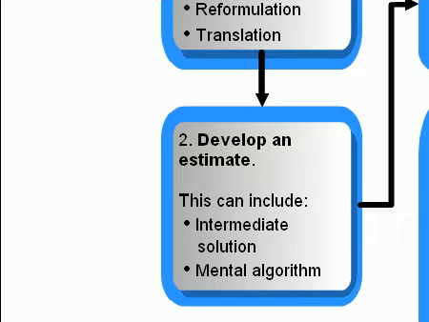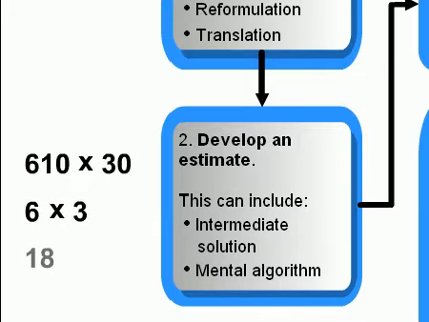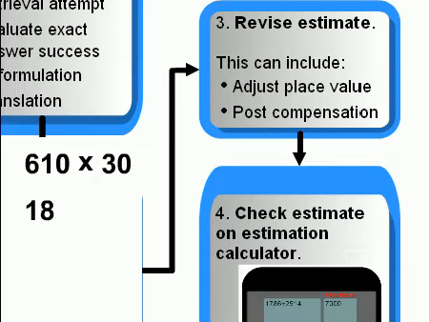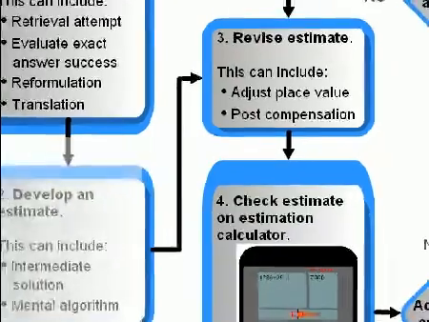Step 2. The mental algorithm, or the actual mental math, is in step 2. The intermediate solution for this problem is 18. The place value adjustment and post-compensation are also in step 3. Place value adjustment means, say, for 610 times 30, appending the 3 zeros after the 18. Post-compensation, or adjusting 18,000 to 20,000 to account for rounding 610 down to 600.